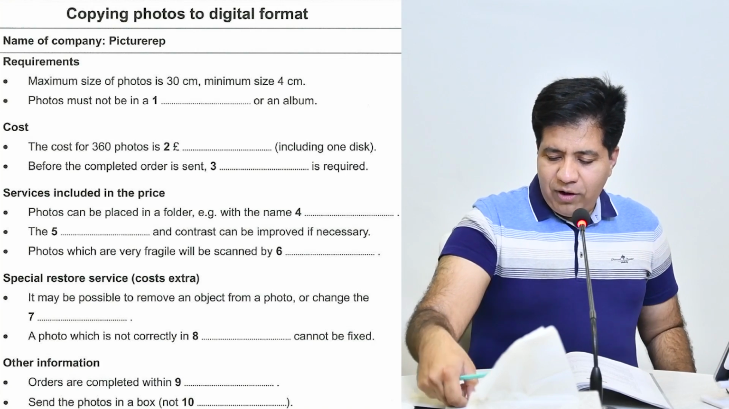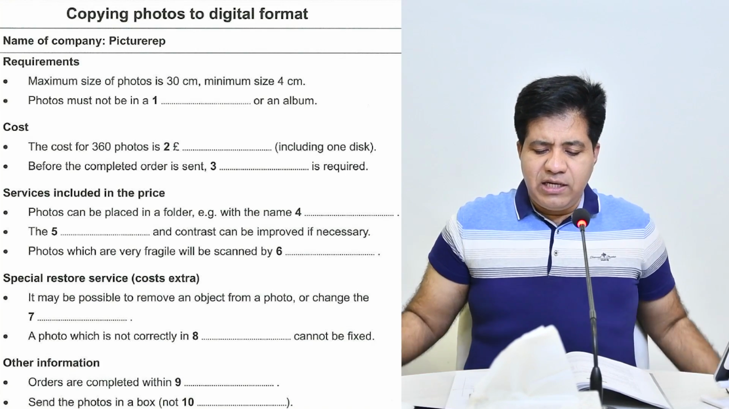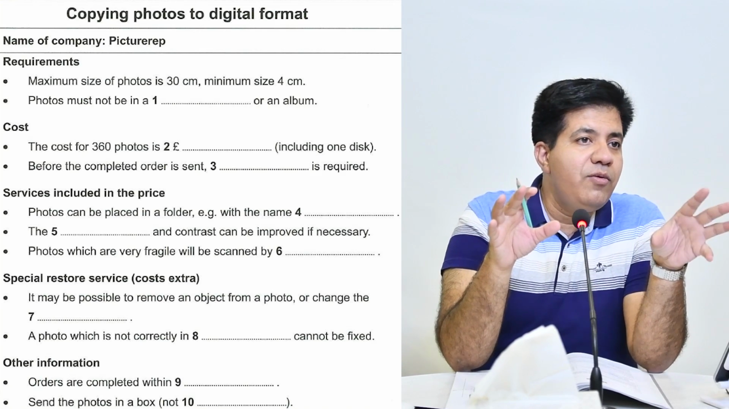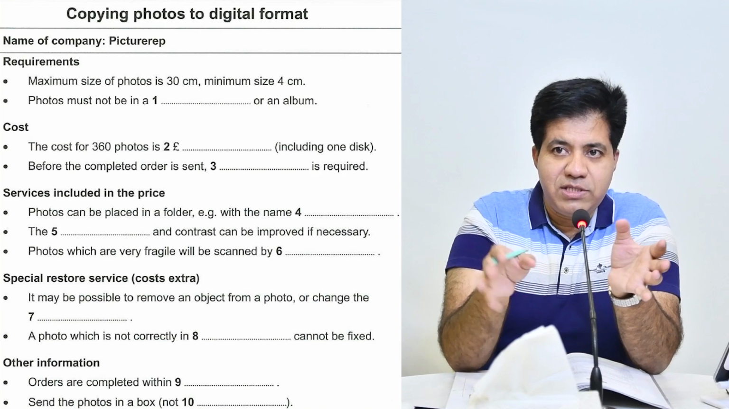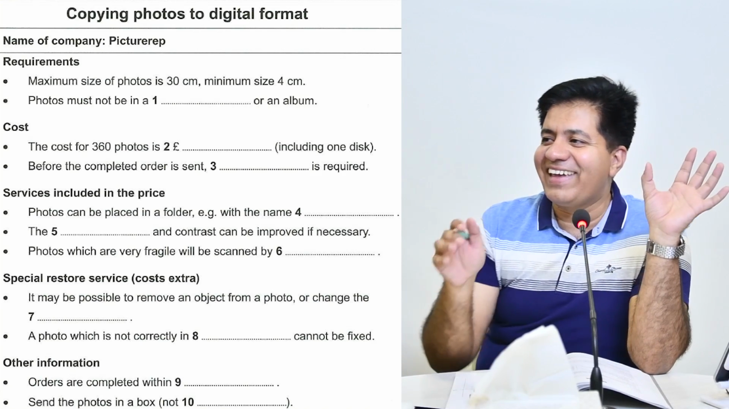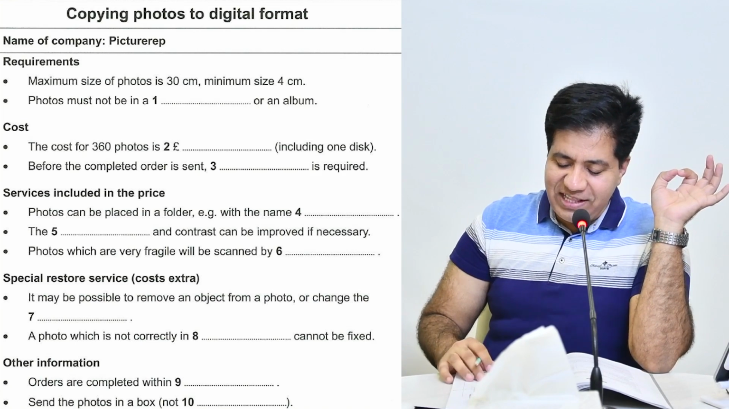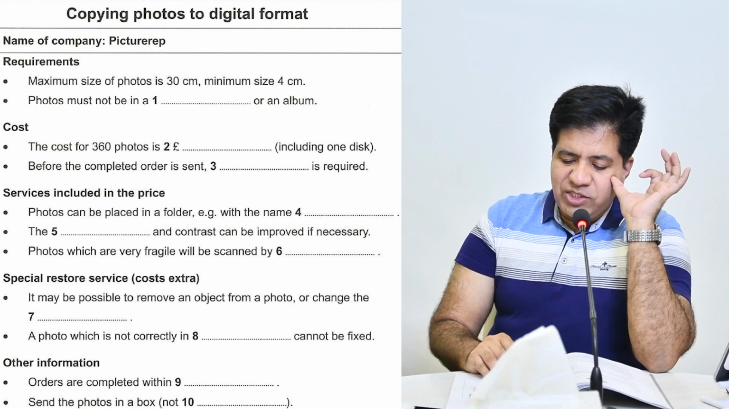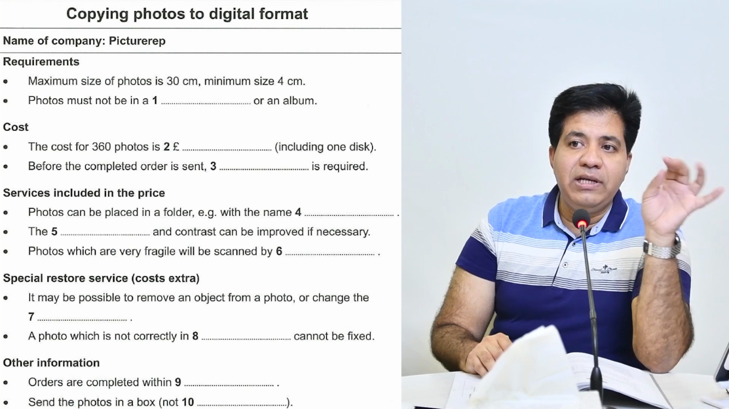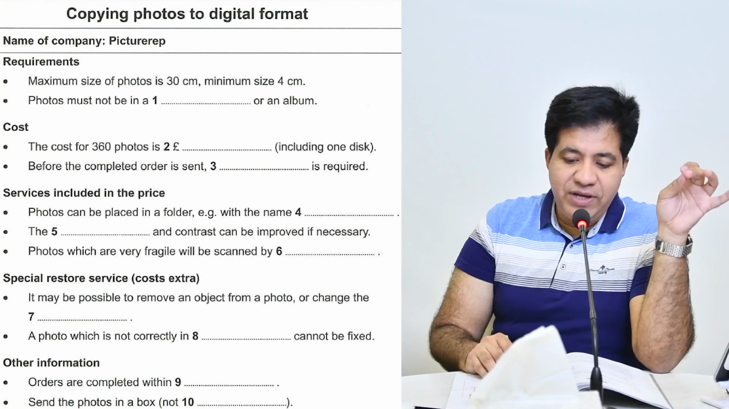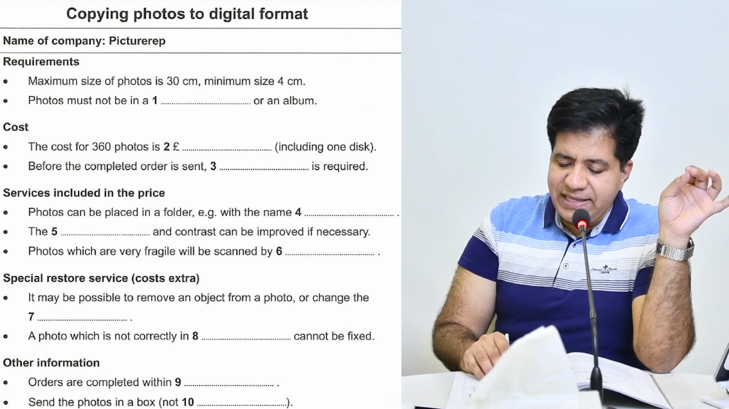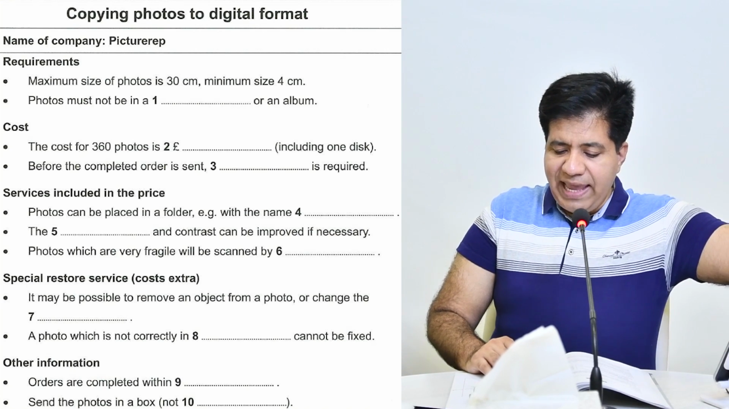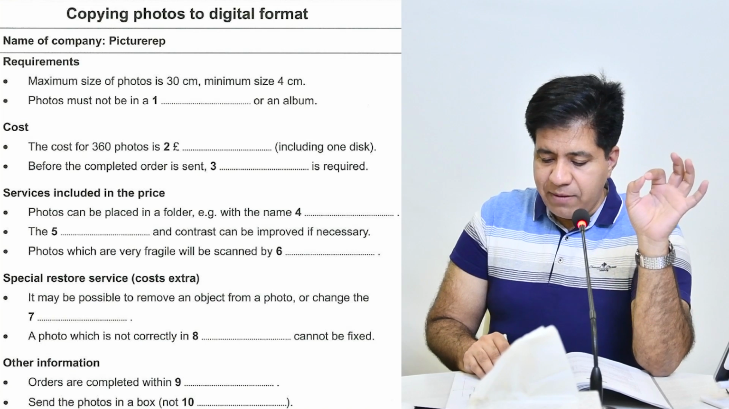Now let's go on. Question number 4, services included in the price. Now they will talk about the services which are included in the price. Like if you eat roti, you will also get salad free. Something like that, okay? So services that are included in the price. And for that they say, photos can be placed in a folder. For example, e.g. means for example, right? A folder, for example, with the name. Now it's going to be the name of the folder. Photos can be placed in a folder, for example, with the name.